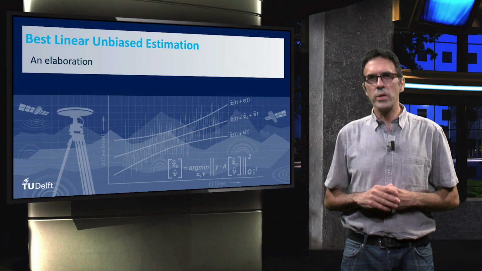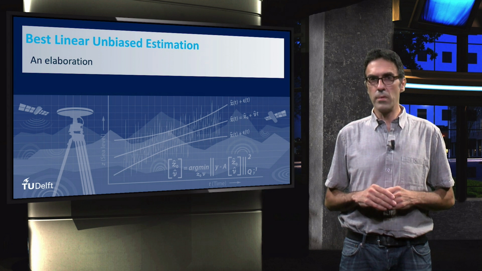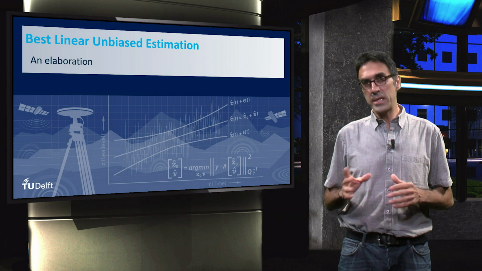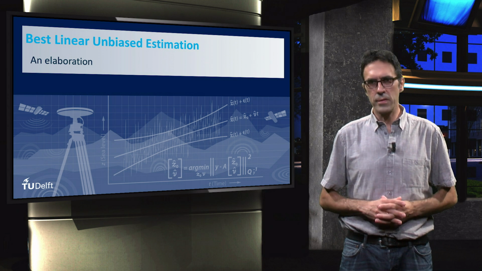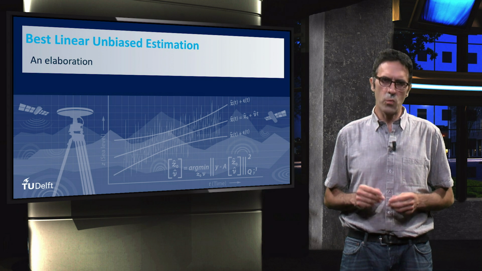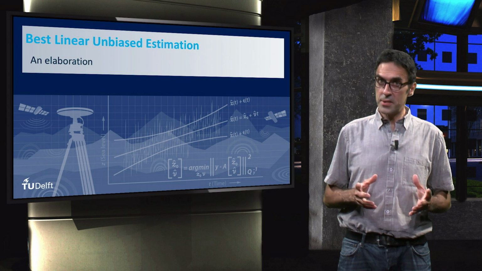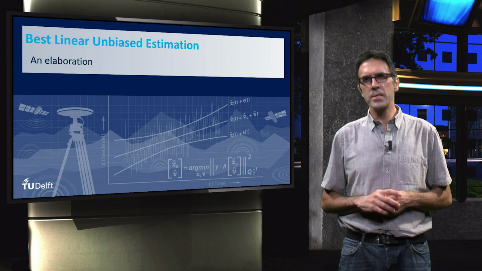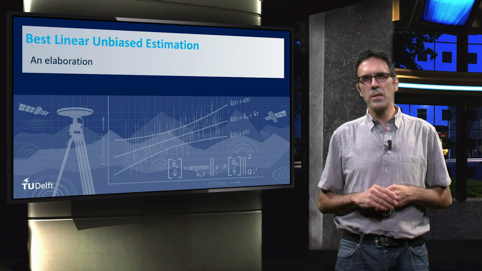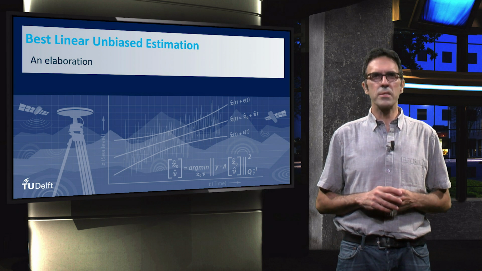In this video, we have elaborated on the meaning of the three components of BLUE: the linearity, the L, the unbiasedness, the U, and the best, the B, properties of the estimator. We also saw that BLUE is a particular case of a weighted least squares estimator. Although BLUE is the best of all weighted least squares estimators, it is also more demanding. In order to obtain the BLUE estimator, we need to have complete a priori knowledge about the covariance matrix of the observables.